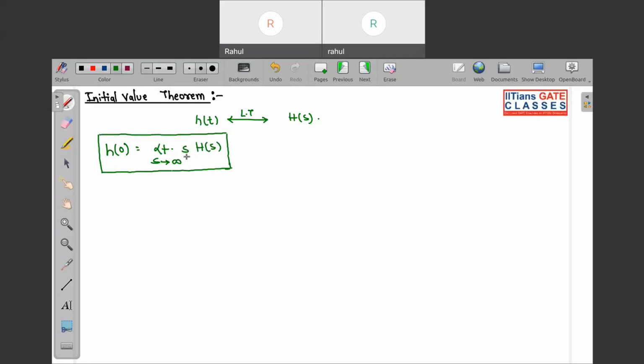Now one thing to note over here, let me ask you guys. When is the initial value theorem valid and when is it invalid? Can you tell me? See, the initial value theorem is valid... So note this point.